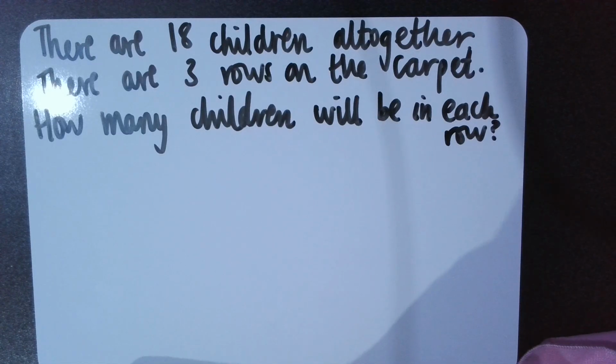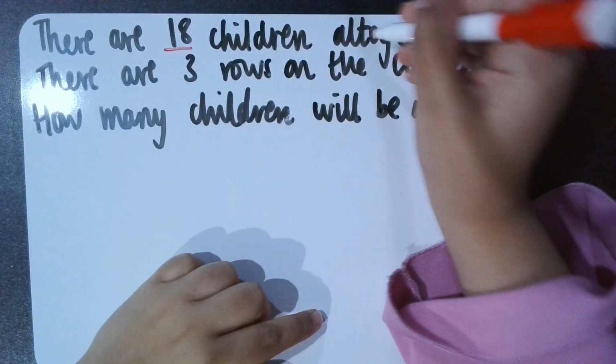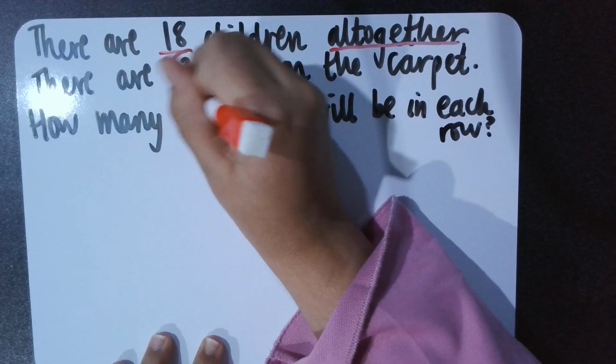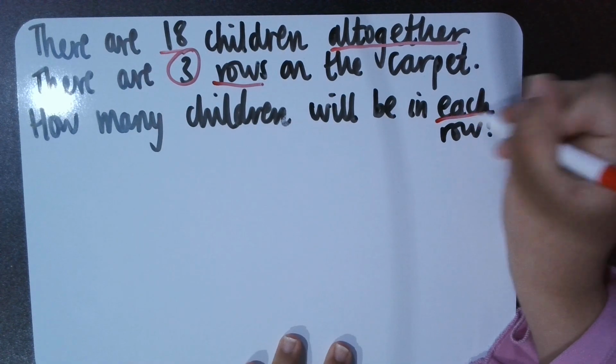I've got a word problem here and I'm going to read out. There are 18 children altogether. Ooh, that word altogether. I'm going to underline the key information here. There are 3 rows on the carpet. How many children will be in each row?